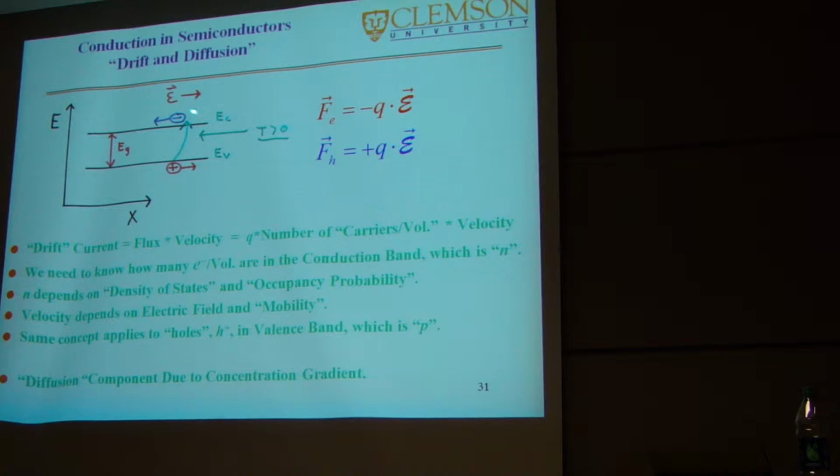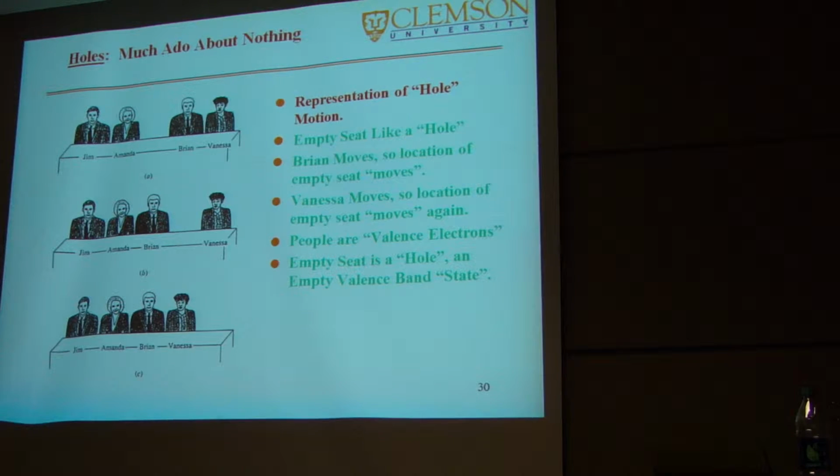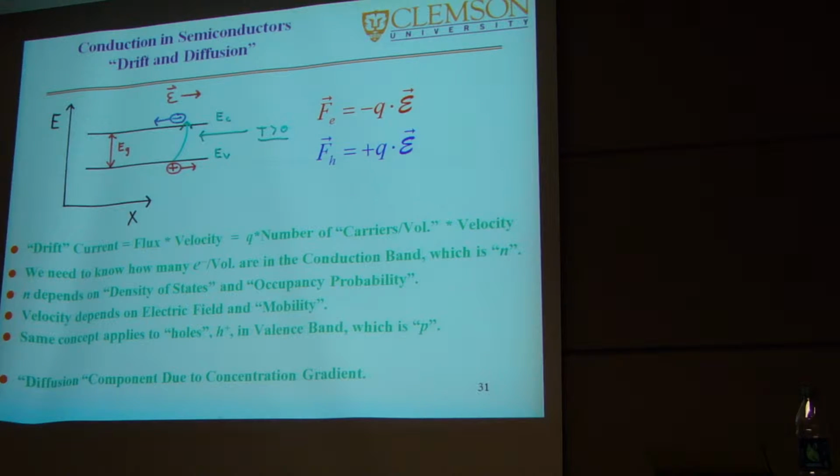Enough energy to jump up here, and I've got to have a state for them to jump up here. So N depends on this so-called density of states. How many states per unit volume do I have? In other words, if we thought of this as the conduction band, how many chairs do I have? I only have 5, so I can't have more than 5 people in them. It's a little bit more complicated than that in the semiconductor, but it's similar to that.